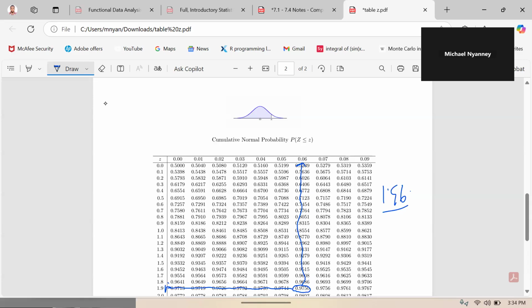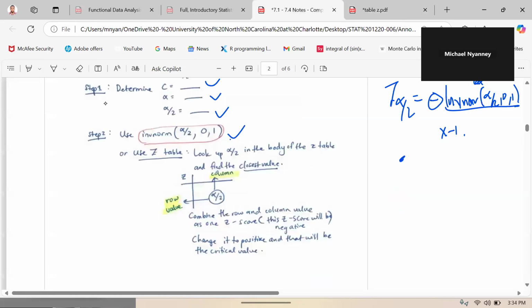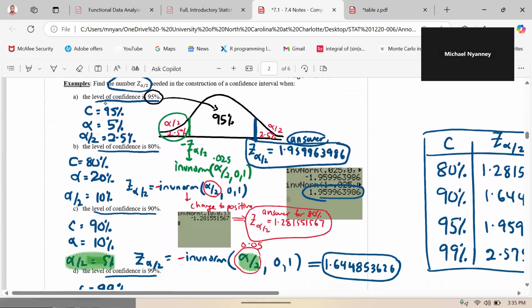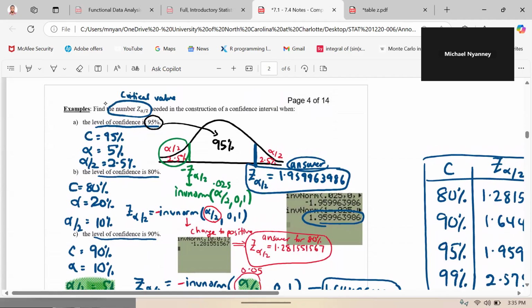So let's go back. This is the way of using the table to also do it. In case you don't have the calculator, this is the way to use the table. So let's find some z alpha over 2 using our calculator. First of all, you go back, you determine your c. You determine your alpha. Divide the alpha by 2. You are good to go.